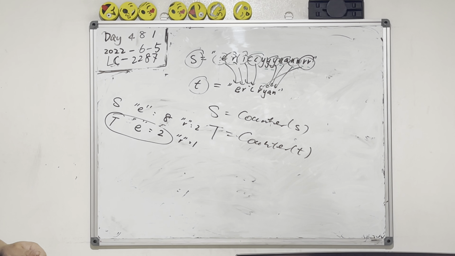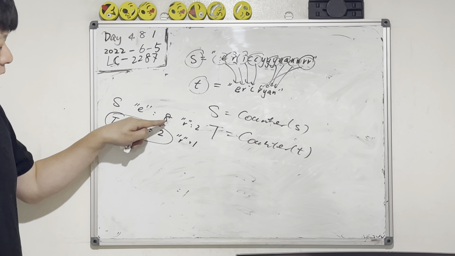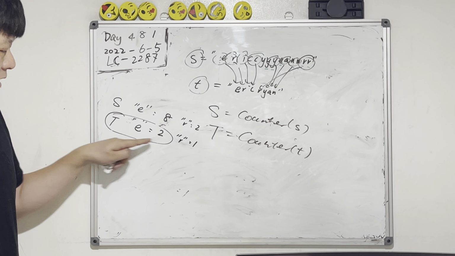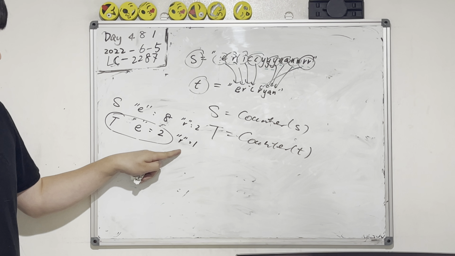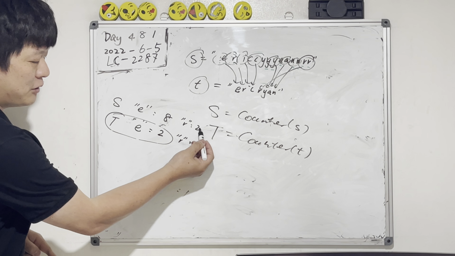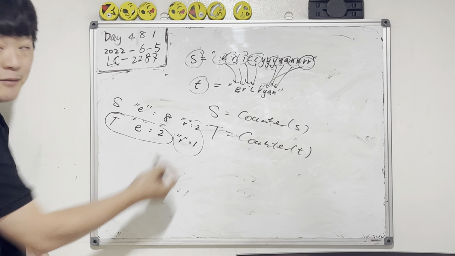So how many copies can we make? Look, in the S, we got 8 times of E and 2 times of R. In the T, we got 2 times of E and 1 time of R. So how many copies can we make? How many copies? 2. 2 times, exactly. Because look, 2 divided by 1, 2. 8 divided by 2, 4. We get the minimum, right?